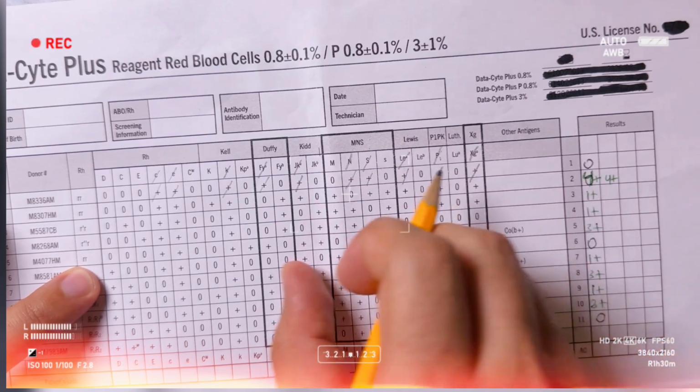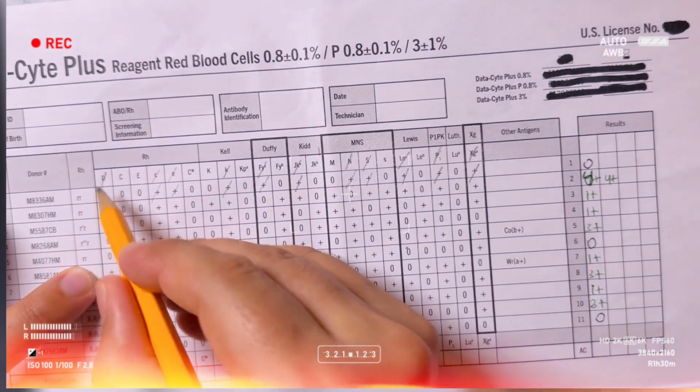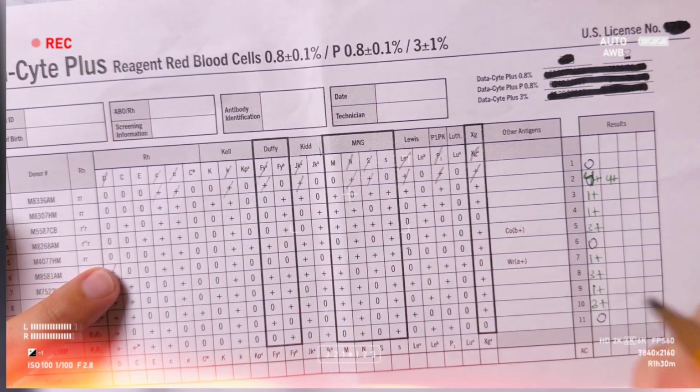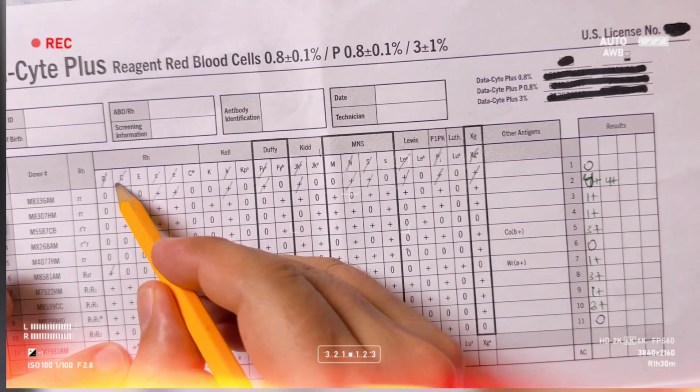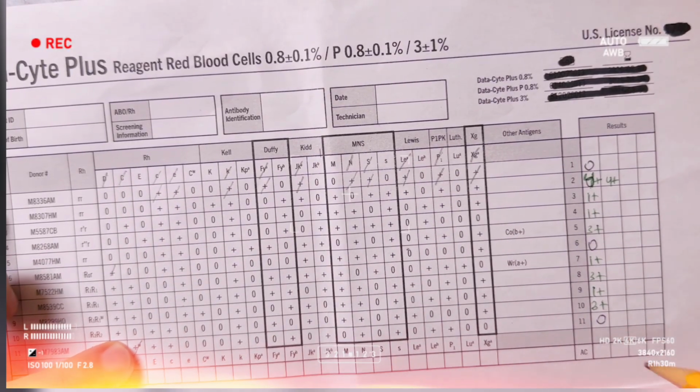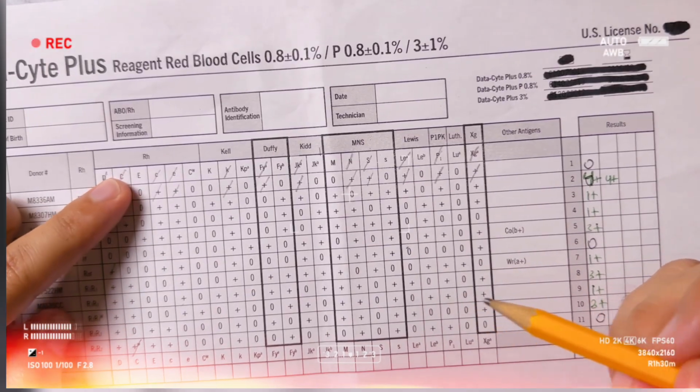If you go to the 6th reaction, I can rule out the big D here, and the big C I can rule out on cell 11. So you can do it directly here too.